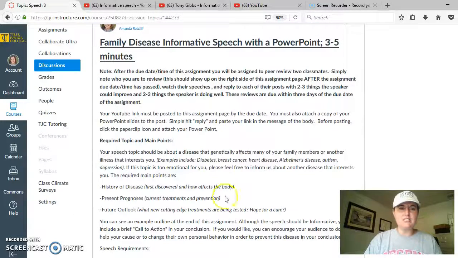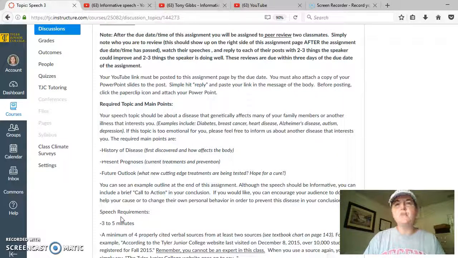Now, in this particular presentation, I tell you what your main points are. Your first main point is the history of the disease, and so your second slide, which comes after your introduction slide, should cover the history of the disease. Your second main point is the present prognosis, and then future outlooks is the final point. Then you need to have a conclusion. Typically, you'll need a slide that also shows on the screen while you're giving the conclusion.